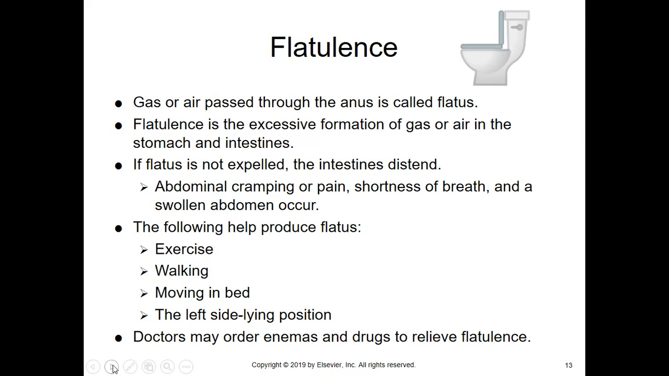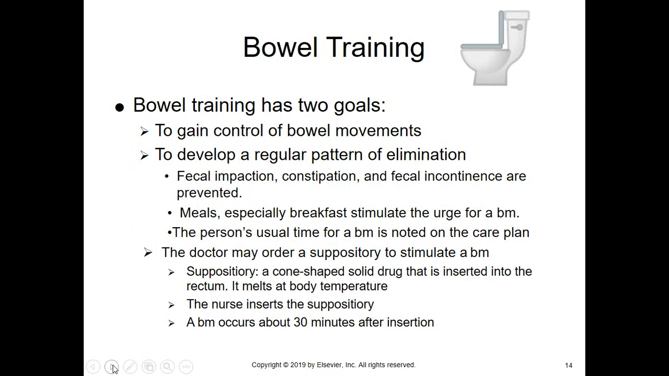So exercise, walking, moving them in the bed, like side to side, laying them on the left side. If you remember when we did bed positions, the left side with their leg bent up is the position that gives relief to the rectum. It's called Sims. Left side lying is really good when somebody is bloated or when we're trying to get them to pass a bowel movement. So on their left side with their leg bent up, Sims position, if you remember from chapter 14. And then sometimes to help the person move the bowel or move the gas, the doctor might order an enema or some drugs like a suppository to relieve the flatulence. And we will talk about those tomorrow in lecture.